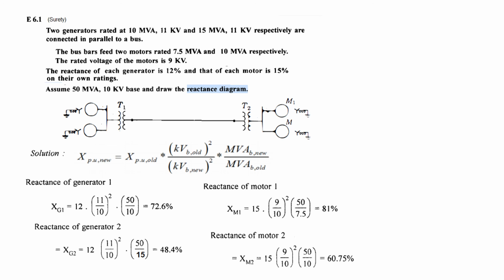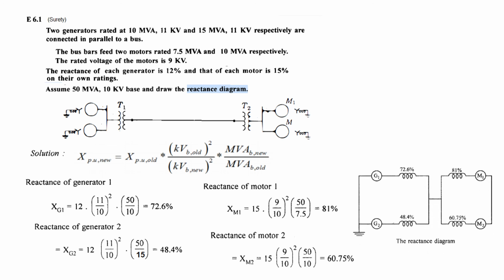And now we can very easily draw the equivalent diagram. So the first generator has the percentage reactance 72.6, the second generator 48.4, and the two motors 81 and 60.75. So I hope this gives you an understanding about the reactance diagram. Thank you.